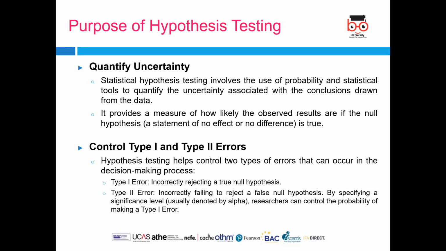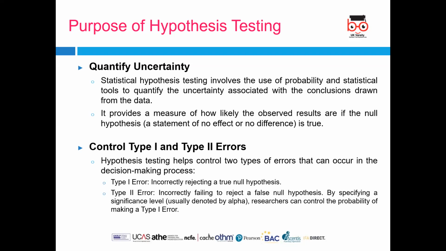The third thing is that hypothesis testing is used to quantify uncertainty. Generally, statistical hypothesis tests involve the use of probability and statistical techniques to quantify the uncertainty associated with the conclusions. So it provides a measure of how likely the observed results are if the null hypothesis is true. So for example, what is the result if you reject the null hypothesis? What is the result if the null hypothesis cannot be rejected? For example, a statement of no effect or no difference. So it is basically used to quantify the uncertainty.